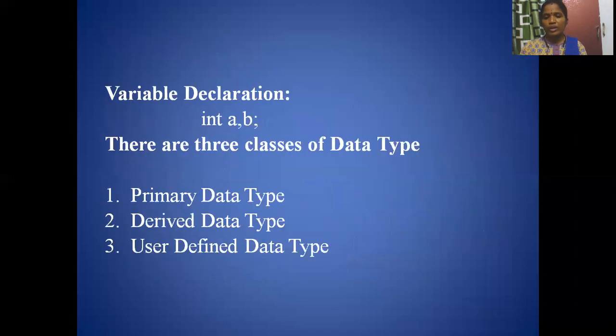So next, I have just given a variable declaration here so that you can understand. I have here two variables, A and B. That indicates I am going to use A and B in my program. The meaning is I am going to use two variables called A and B, which are of type integer. That means it can store only integers.